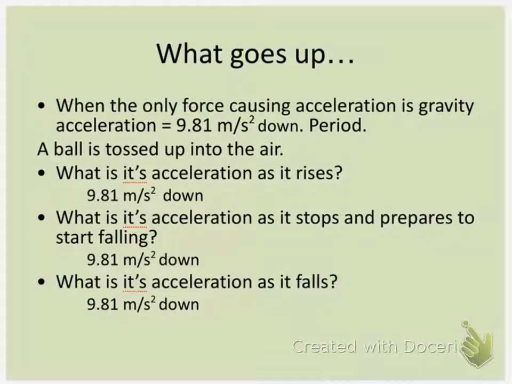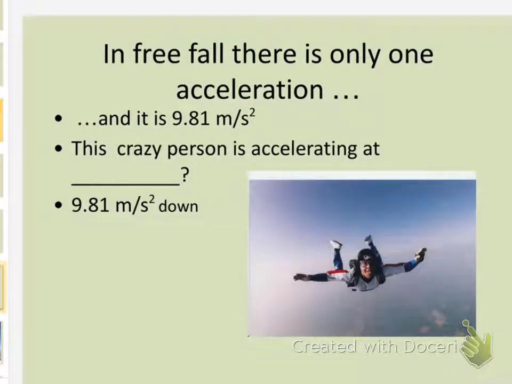Acceleration as it rises: 9.81 meters per second squared, down. Acceleration at the moment when its velocity is 0 and it is stopped at the top and prepares to start falling: still 9.81 meters per second squared, down. Its acceleration as it falls, you guessed it, 9.81 meters per second squared, down. And this is just because I like to beat a dead horse. But I'll try anyway. In free fall, there's only one acceleration, and it is 9.81 meters per second squared, down.